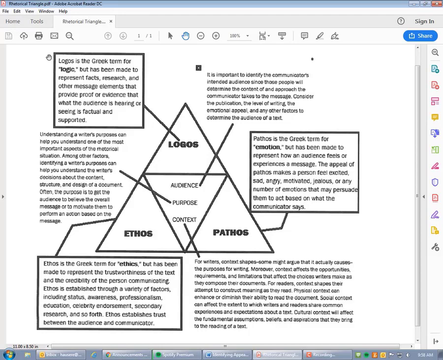So I'm just going to read what I have here. It's important to identify the communicator's intended audience, since those people will determine the content of and approach the communicator takes to the message. Consider the publication, the level of writing, the emotional appeal, and any other factors to determine the audience of a text. We have to determine the intended audience because that's how we're going to be analyzing the rhetorical appeals.